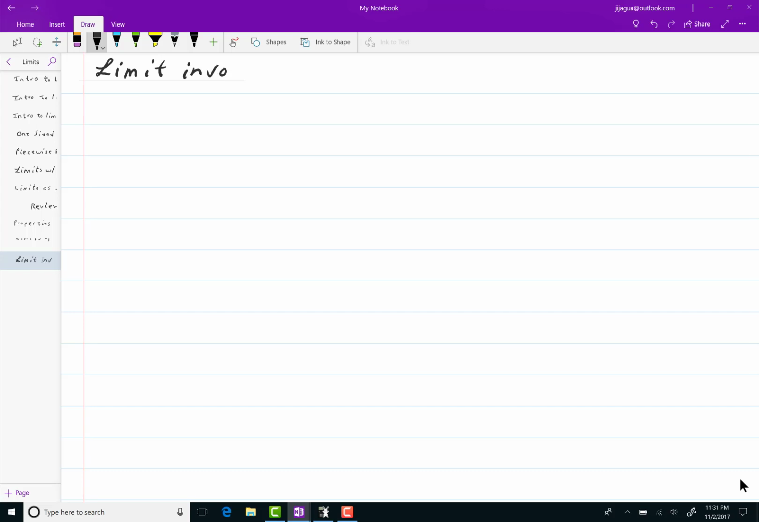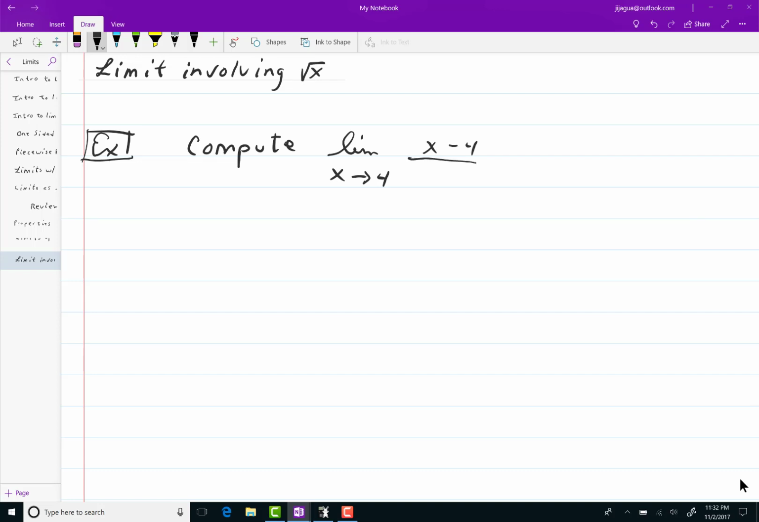I'm going to do an example of a problem where the square root of x will appear. I want you to see how remarkably similar this is to the rational function examples that I did in the video before the last one. So I want you to compute the limit as x goes to 4 of x minus 4 divided by the square root of x minus 2.